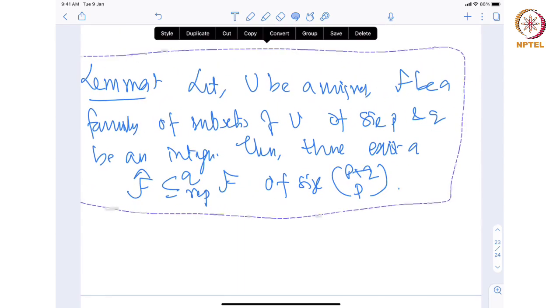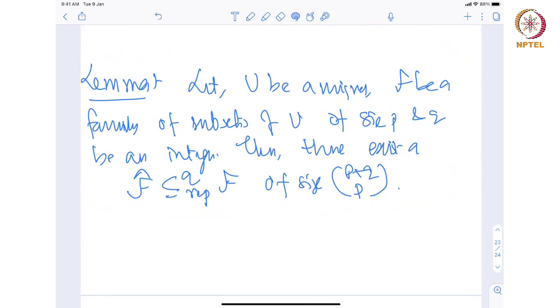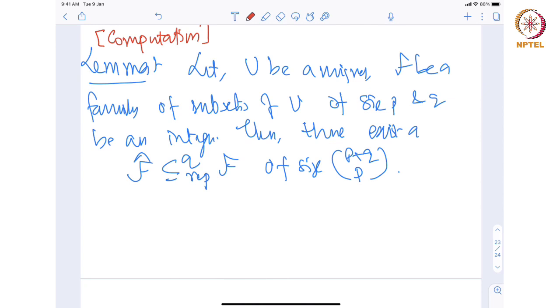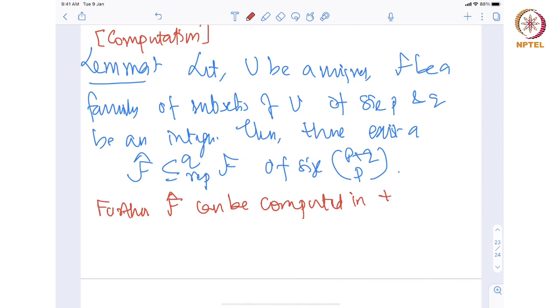So this was existential. Now let us look at the computational lemma. This is computation. So let U be a universe, F be a family of subsets of U of size P and Q and B. Then there exists... Further, F hat can be computed in time.